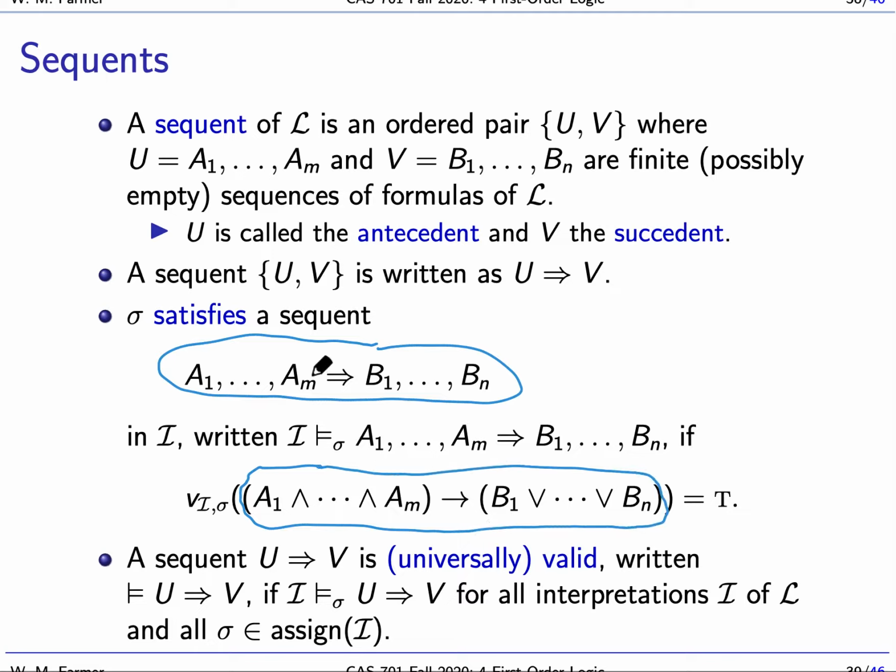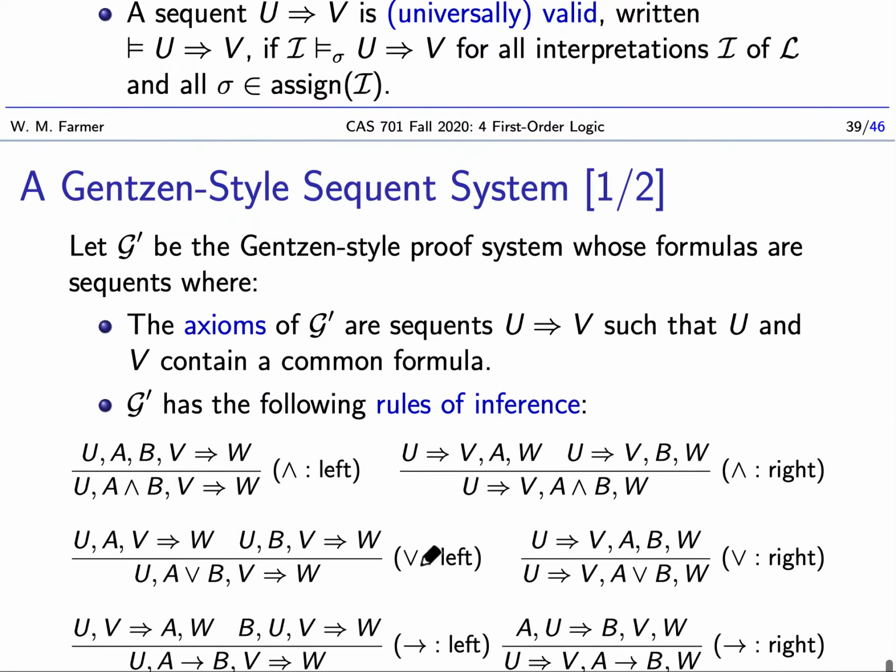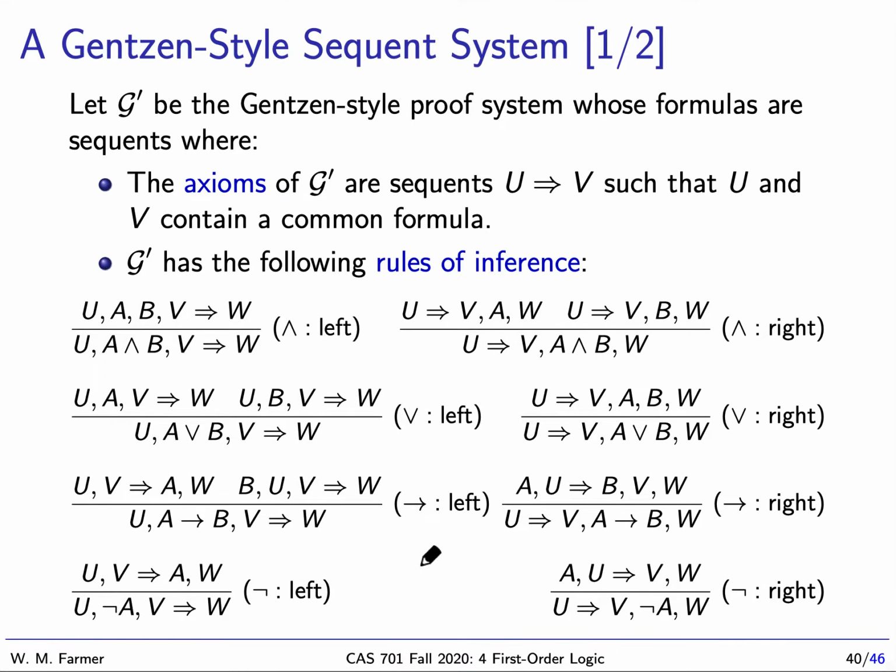So we think of it as the conjunction of the members on the left-hand side of our sequent implying the disjunction of the members of our right-hand side. And then, using this, we can define what it means for a sequent to be universally valid. It just means that the value of that sequent in any interpretation and assignment will be true.